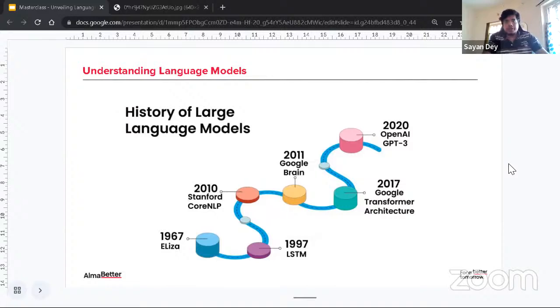Okay, all right. This is the very basic history of the large language models. I think it really started exploding back in, this was Stanford's NLP model. Then we had Google.